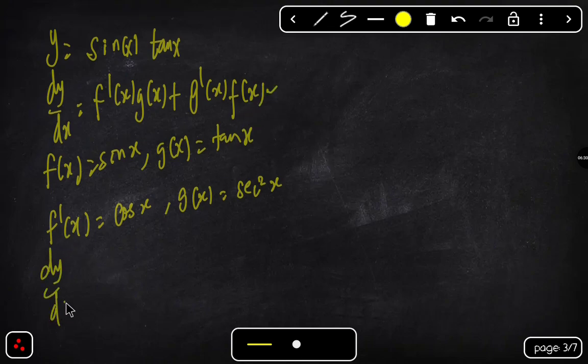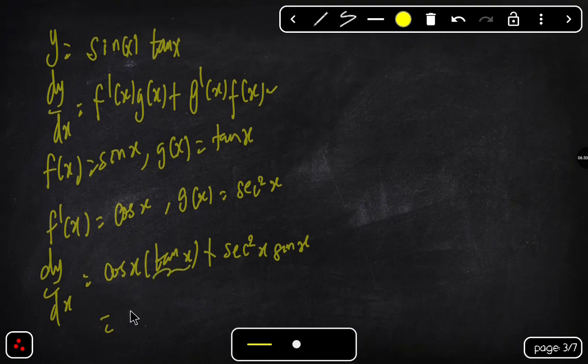Let's input all these results into this formula. We're going to have dy over dx equal to f prime of x, which is cos x, multiplied by g of x, which is tan x, plus g prime of x, which is sec square x, then f of x, which is sin x. Then you can write tan x as sin x over cos x. So we have cos x times sin x over cos x, plus sec square x is 1 over cos square x, because sec x is 1 over cos x, multiplied by sin x.